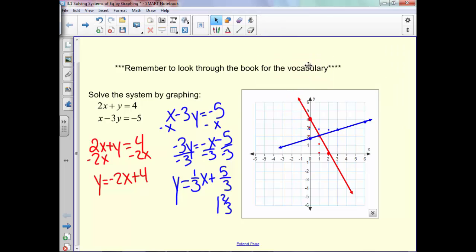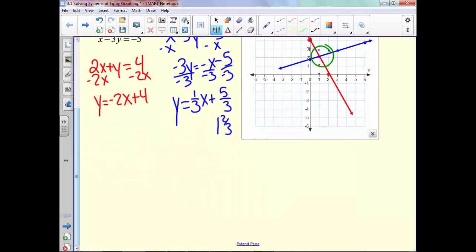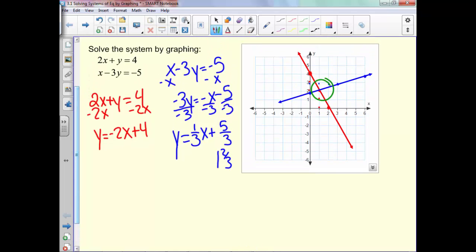So now we've got our two lines graphed, and when we solve these systems, what that means is we have to figure out where they intersect. What point do these two graphs have in common? If you notice, they have that point in common because that's where they intersect. And so our solution is that point, 1, 2.